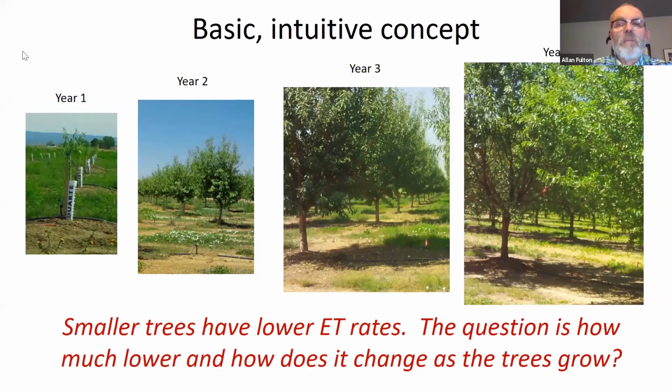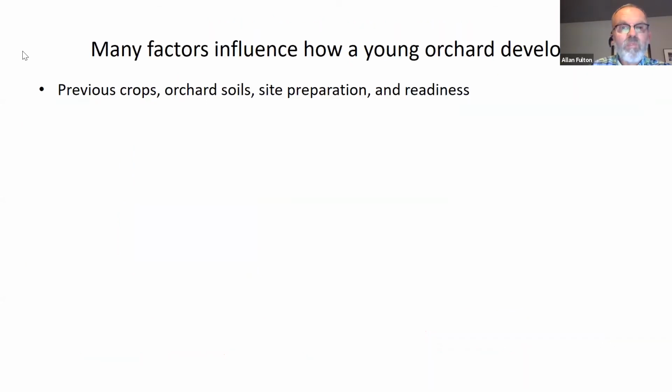The basic concept of canopy development from transplanting to a mature tree is pretty intuitive. Smaller trees have lower ET rates. The question is how much lower and how does it change as the tree grows? There are many factors that influence how a young orchard develops: the previous crops, the orchard soils, site preparation, and general readiness to plant the orchard. What I mean partly here is whether the irrigation system is installed and functioning. Usually it is, but on occasion, there are instances where it is not.